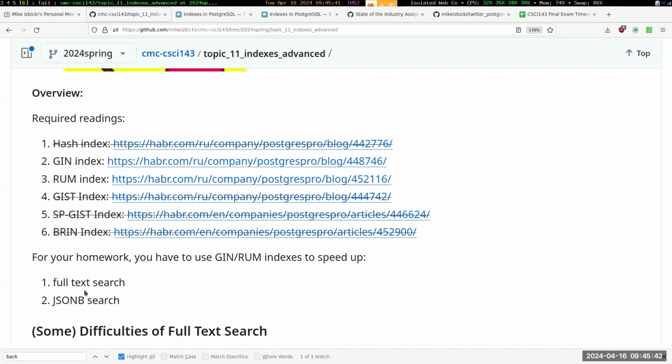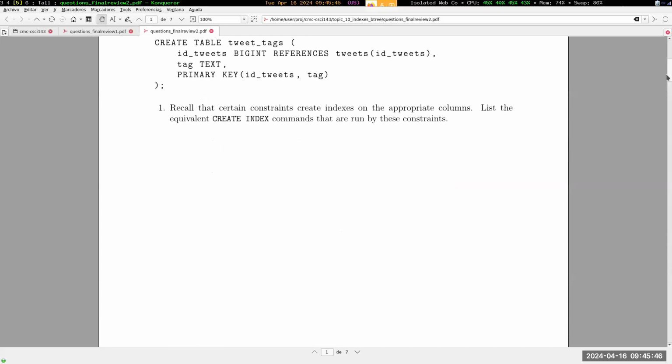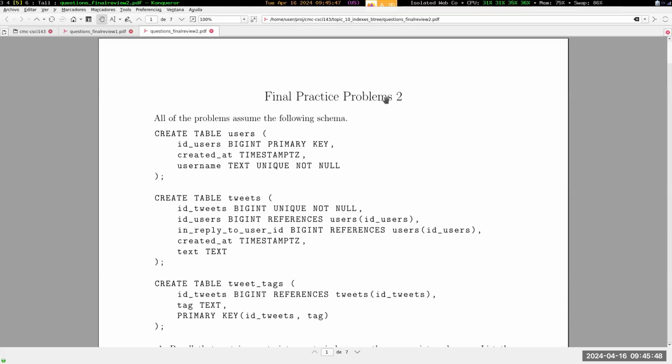And besides just the homework assignment, you should know everything for all of these PDF packets, the final practice problems 2 or 1 that I've passed out so far.